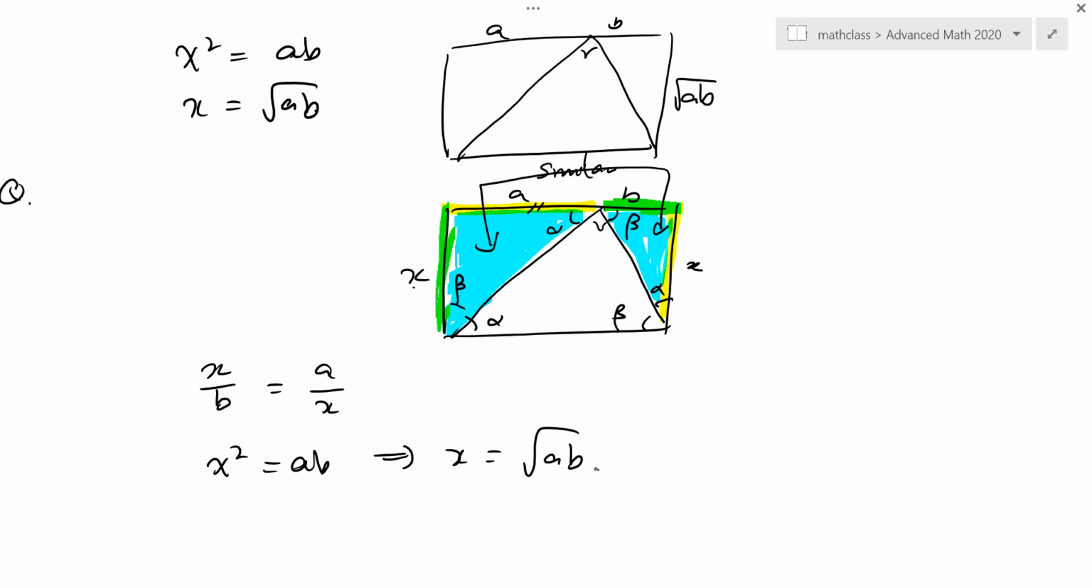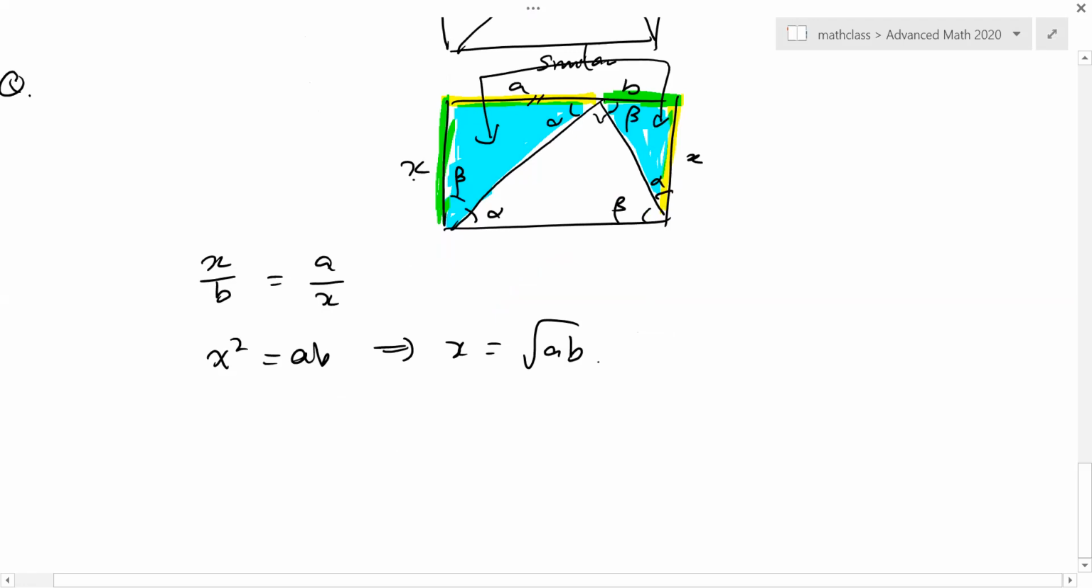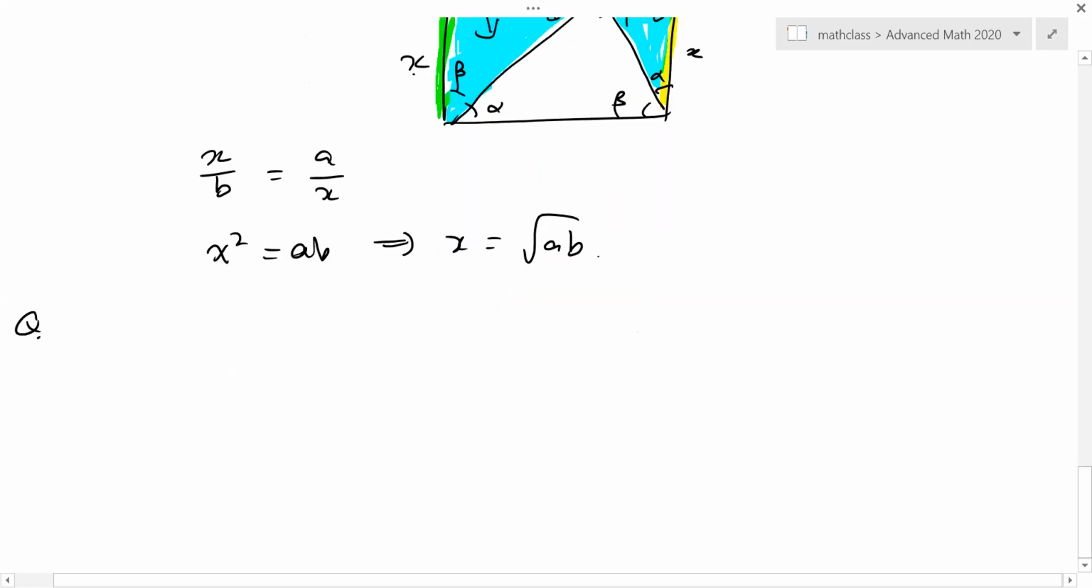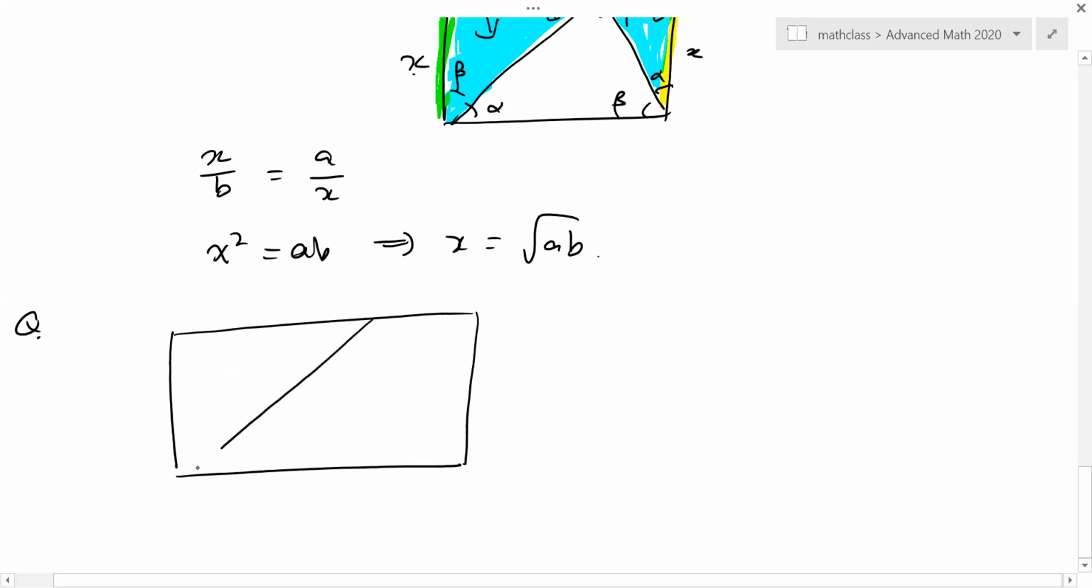See, that's how we do that. Now here's a similar problem, another problem. I want to have a rectangle again. Inside this rectangle, I have a right triangle. This is A, B, C, D, and E. So I know AE, this side, is A.